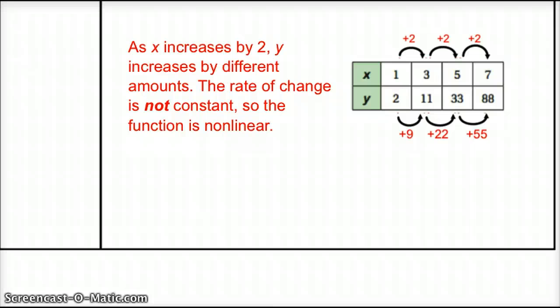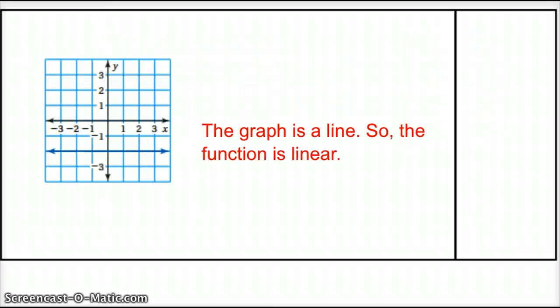So you can go to the middle tabs. On the left-hand side, if you take a look at this graph, here it is. The graph is a line, so the function is linear. We've talked about the word linear meaning line, so with a graph you simply look to see if the graph is a line. Give you a second to write that down.